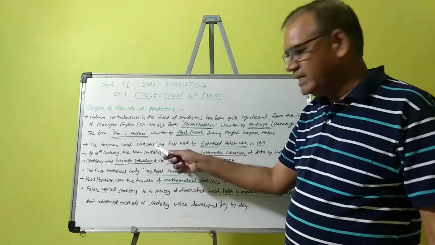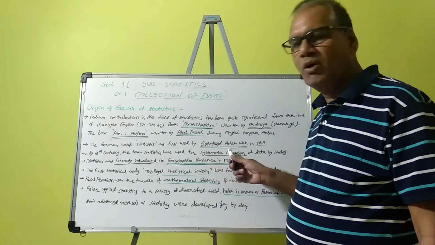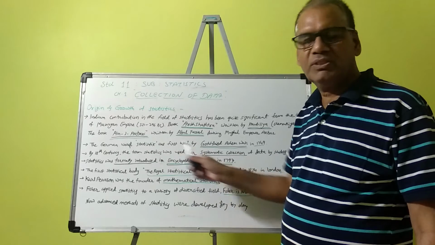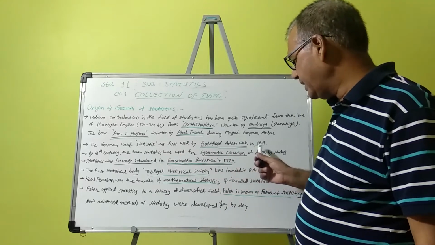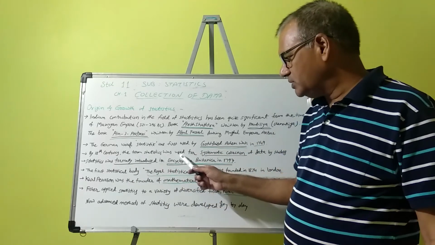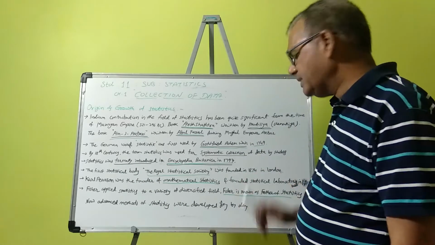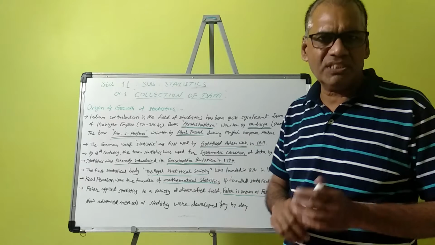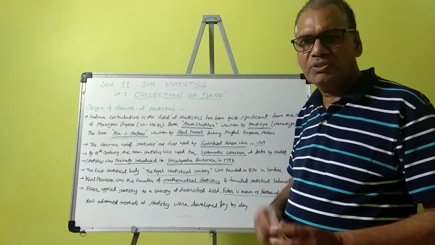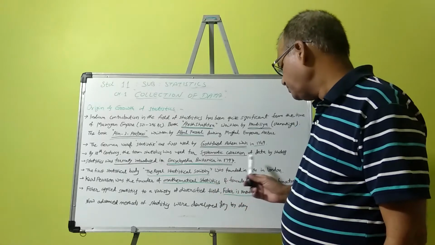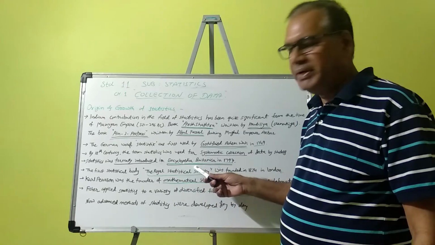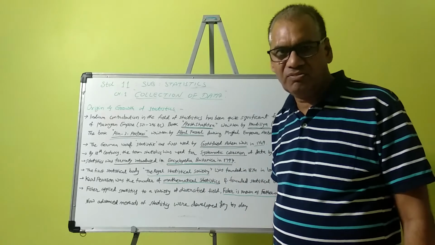The German word statistic was first used by Gottfried Eckenwald in 1749. By the 18th century, the term statistics was used for systematic collection of data. Earlier that was not systematic, but by the 18th century, this term was used for systematic collection of data. Statistics was formally introduced in Encyclopedia Britannica in 1797.